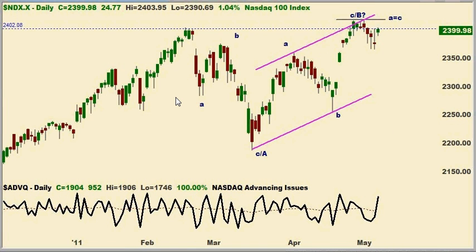Back to the NASDAQ, and again, this is the primary count. This is the count I favor, and the reason that I favor it is not so much that the short-term wave count is so definitive, but because the risk is down to the March lows, assuming that this count is correct.